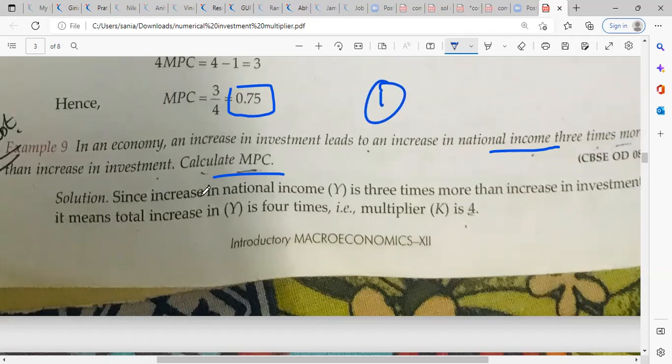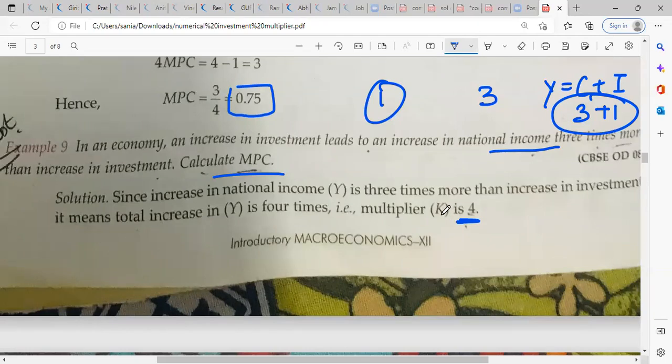So remember one thing, since increase in national income is 3 times more than the increase in investment, it means total increase is 4 times. So 3 times means 3 for this and 1 is for an investment. So whenever your income is basically you'll be consuming or you'll be doing investment, C plus I, right? Investment leads to increase income. So what you will do, it's saying that it is 3 times, right? And plus 1. So 3 plus 1 is basically what? Your K.